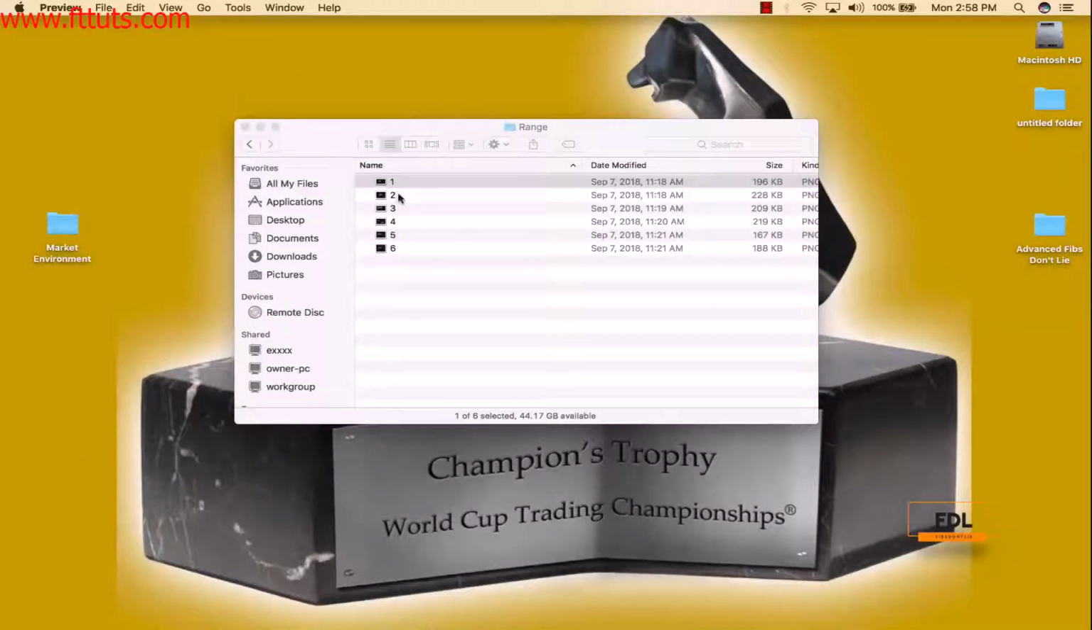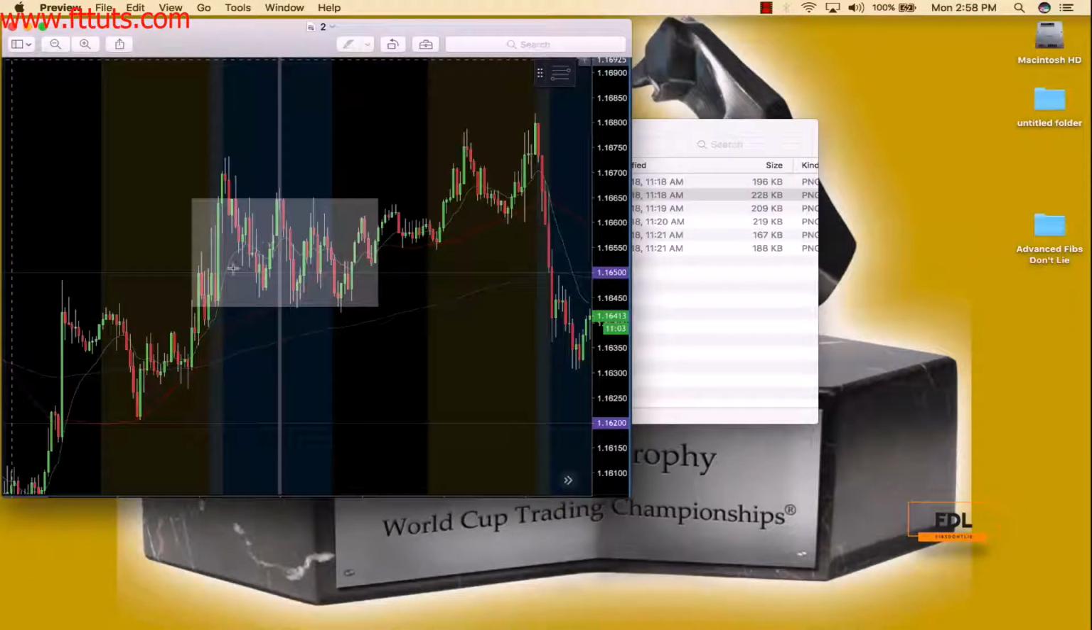I will close that out. Second example, again here you have two bottoms and two tops, and the range was actually contracting, becoming tighter before ripping and continuing its intended direction.